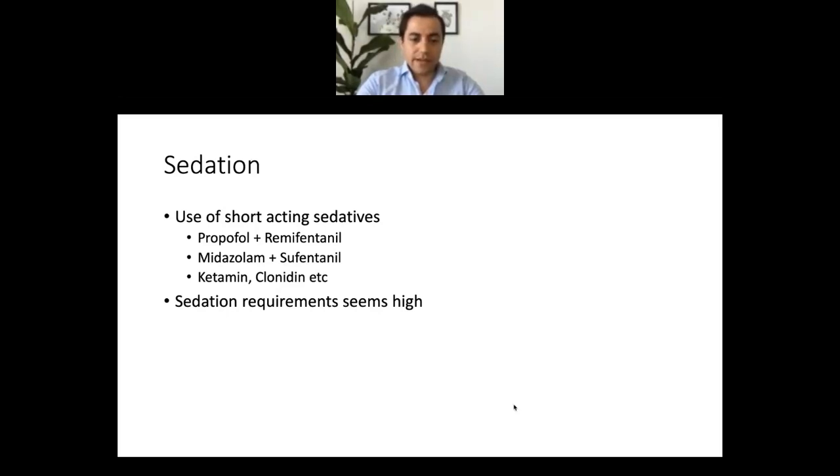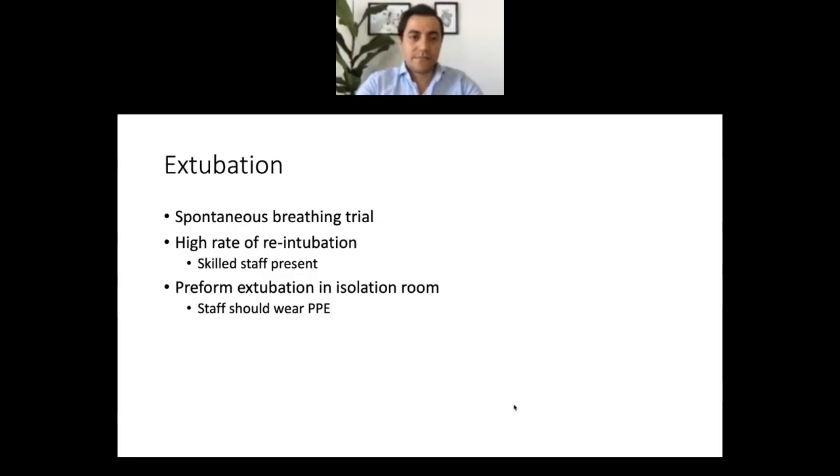If you think the patient is going to need to be sedated for more than a few days, you can use midazolam and sufentanil. We know that these patients require high sedation, so co-administering ketamine and clonidine can be useful in these patients.